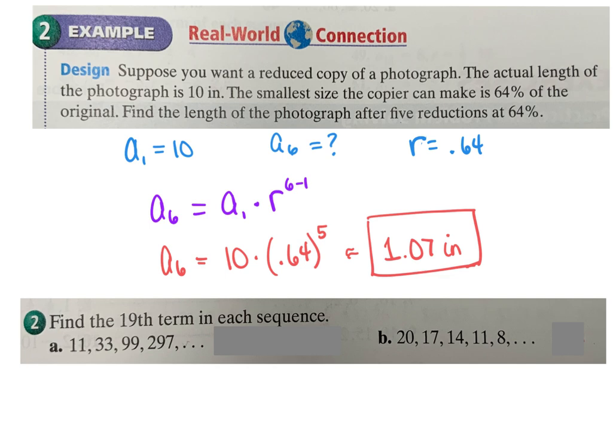About one. This check understanding 2, they want the 19th term. Now, if I said find the next 3 terms, I would say find your common ratio and then just multiply by it, right? But for the 19th term, I would say use your explicit formula, okay? So what you're going to do is you're going to use your first term, you're going to use your common ratio, and you're going to use your explicit formula for a geometric to find your 19th term. So try A and B there.